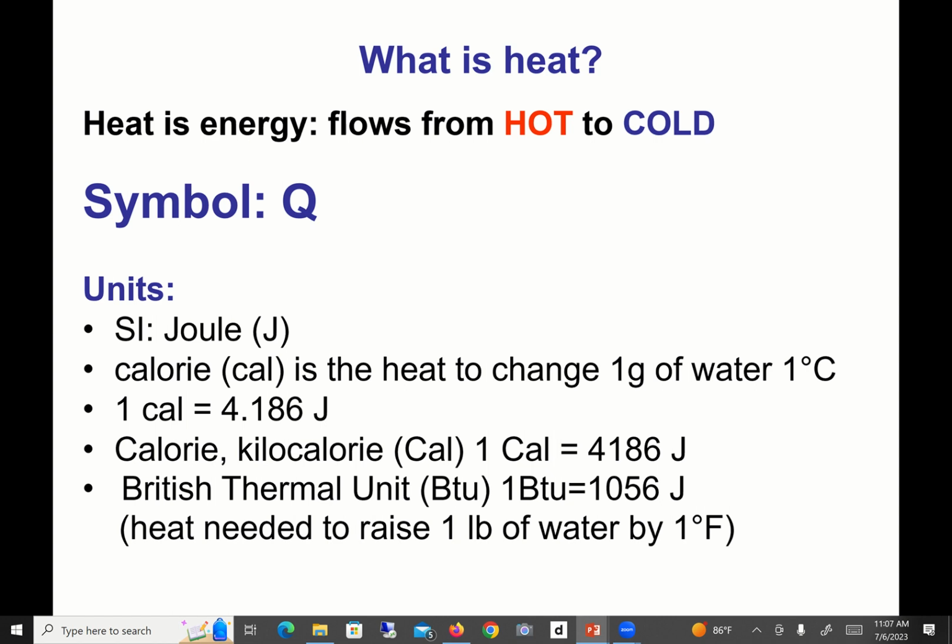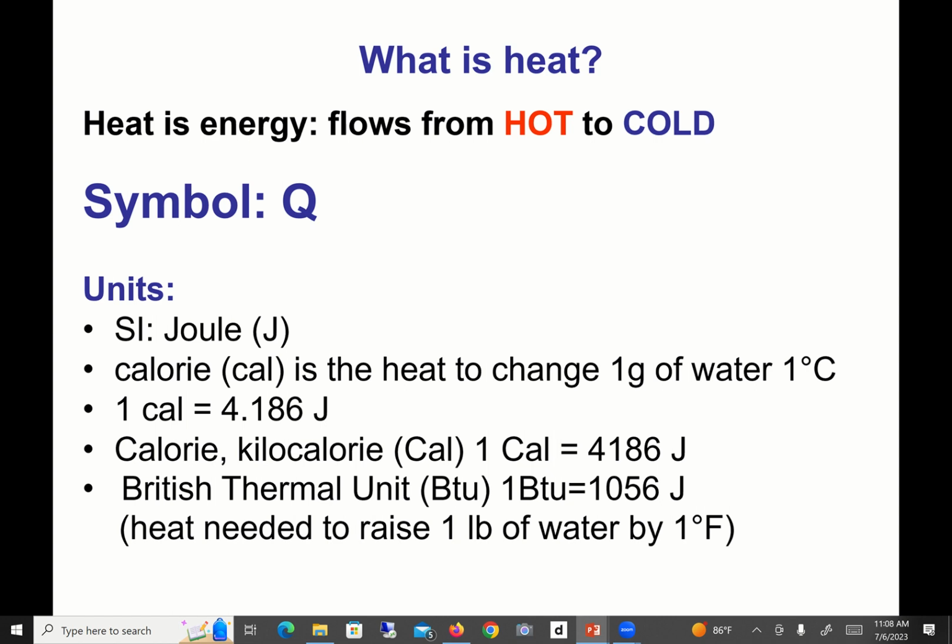The SI unit will be joules, but often we talk about calories, where a calorie is the heat to change the temperature of 1 gram of water by 1 degree C, and a calorie is just over 4 joules, 4.186 joules. The Calories with a capital C that you see on the back of a candy bar wrapper is actually a kilocalorie, which is 1,000 calories or 4,186 joules.